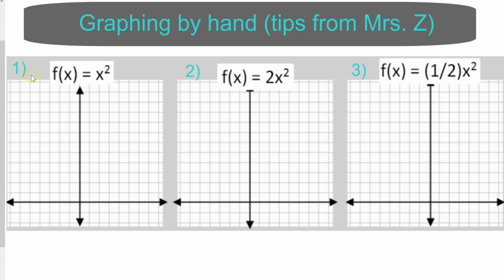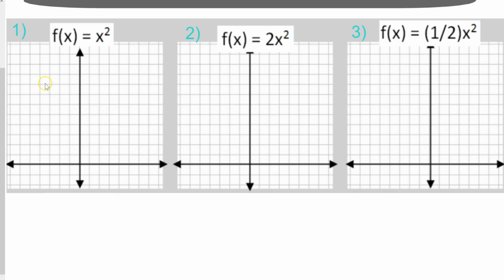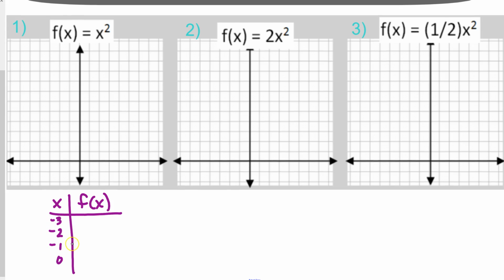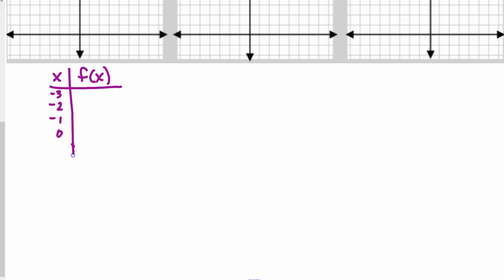So first of all, typically, if you don't know what something looks like, you're going to plot some points. So I'm going to make a little table of values, just some kind of typical choices like -3, -2, -1, 0, 1, 2, and 3. Remember, f of x is equal to x squared, so we're going to square the input. -3 squared is 9, -2 squared is 4, -1 squared is 1, 0 squared is 0, 1 squared is 1, 2 squared is 4, 3 squared is 9.